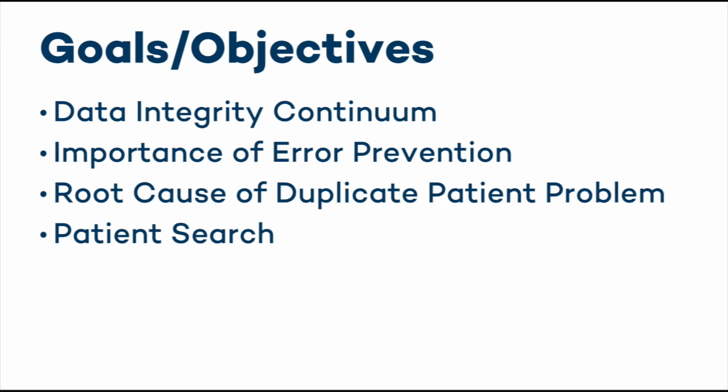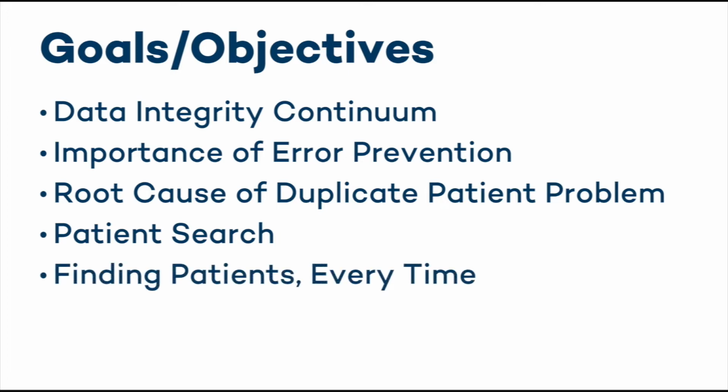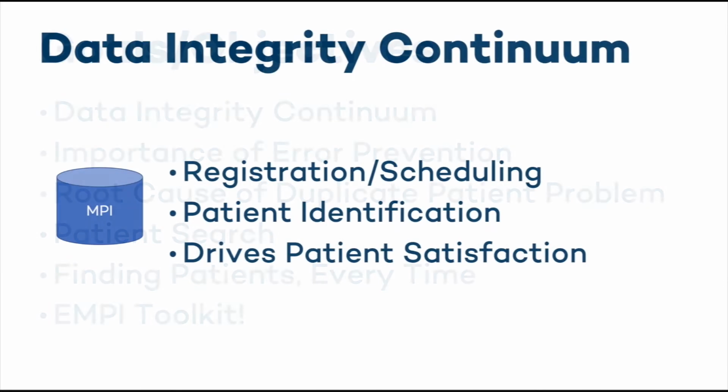And part of the overarching concept of prevention, I want to bring up what it means to find patients. What protocols do we use? What technologies do we use? How can we improve finding patients even with the technologies we have today, and also give you a preview of what technologies are coming, so we can really find patients every time that we're looking and we don't have duplicate records. And then lastly, I'll give you some previews into the EMPI toolkit that I wrote for CHIA.